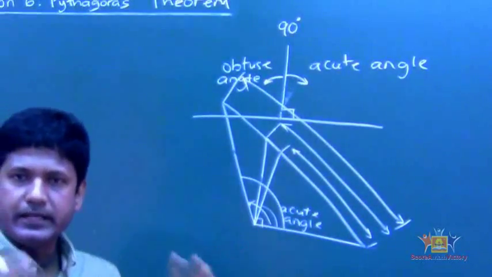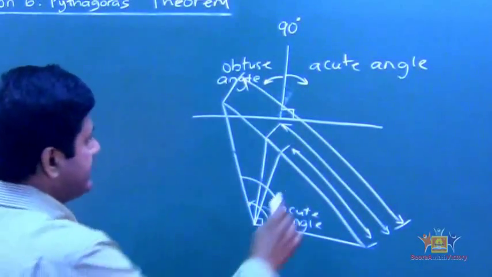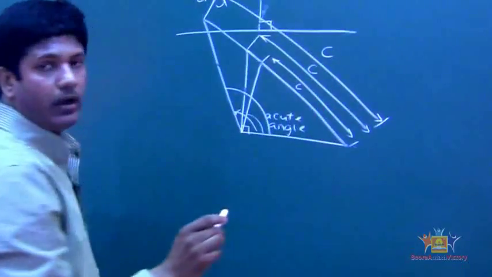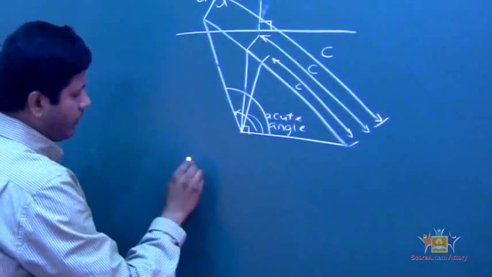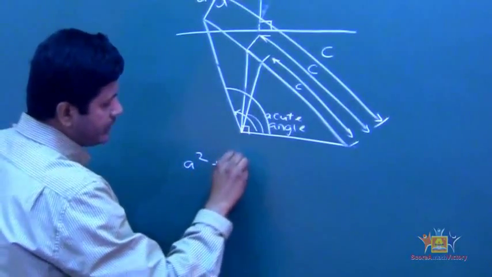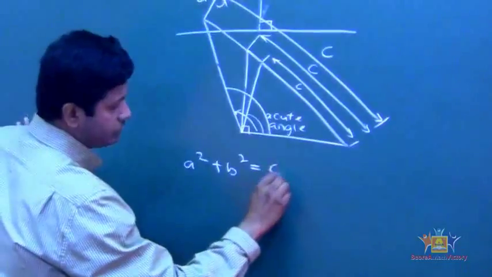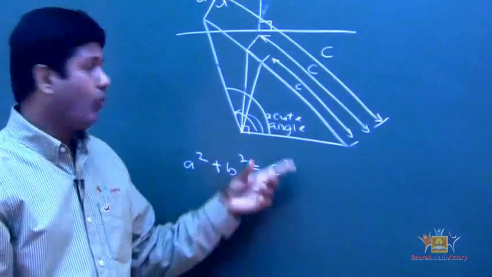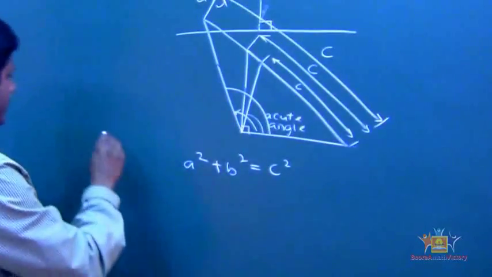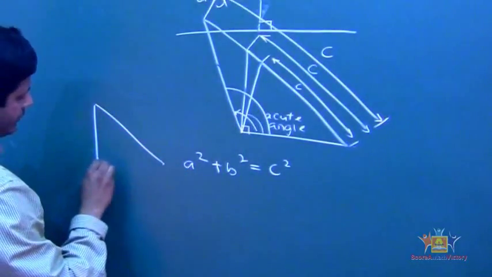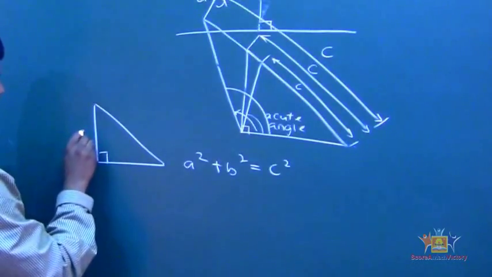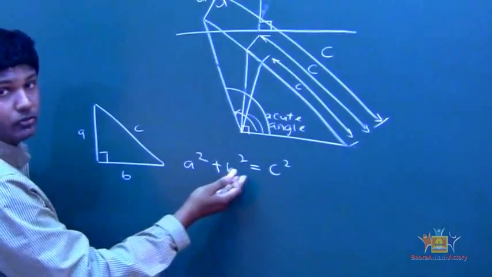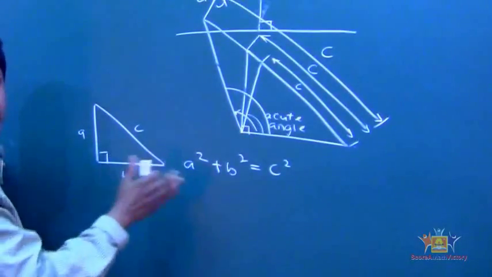I want you to understand what happened. This is considered what? This is C. That means we know that a squared plus b squared equals c squared. When is this equation true? When the angle is what? 90 degrees. When the triangle has a 90 degree angle, let's say this is A, this is B, and this is C, then we know A squared plus B squared equals C squared, and that is true.